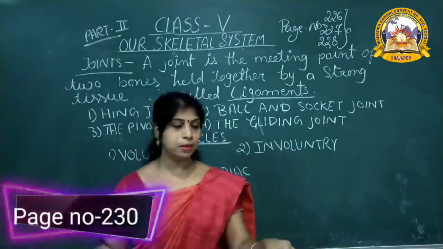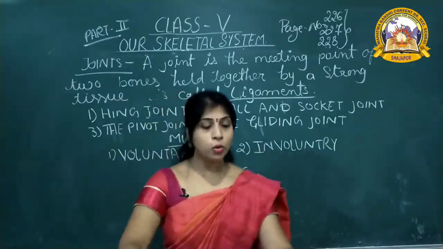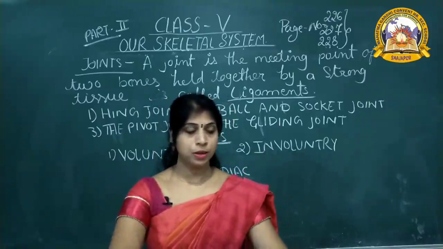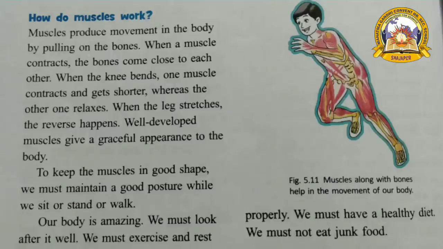Now students, please turn the page and come to page number 230. How do muscles work? Any idea? Muscles produce movement in the body by pulling on the bones. When a muscle contracts, the bones come close to each other. When the knee bends, one muscle contracts and gets shorter, whereas the other one relaxes. When the leg stretches, the reverse happens.